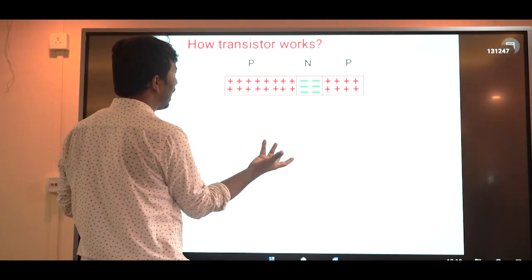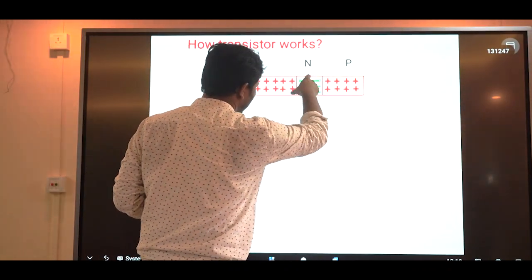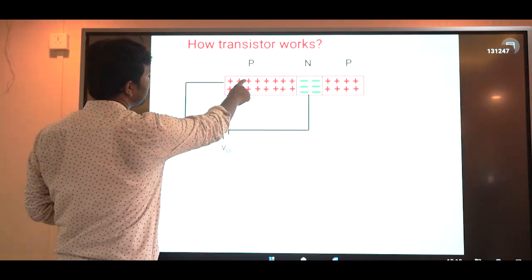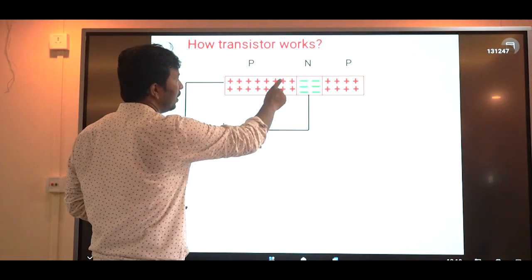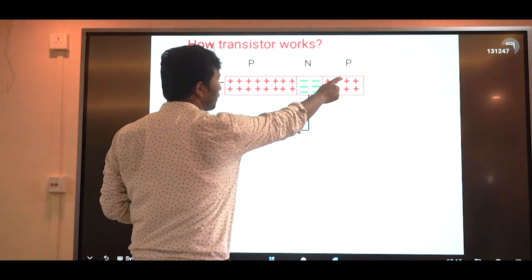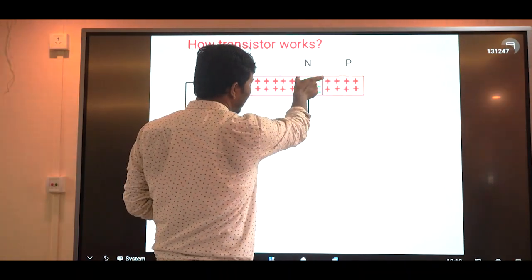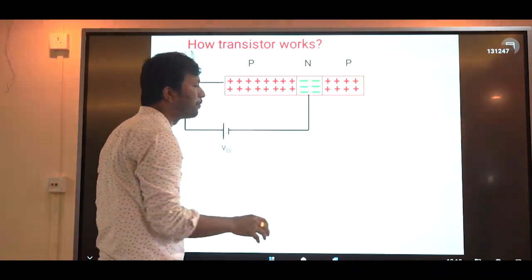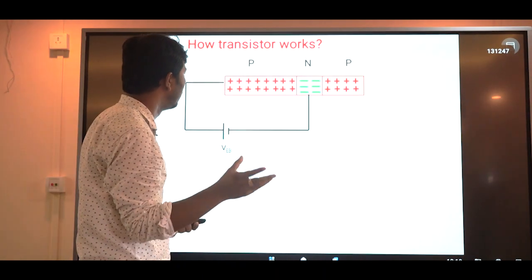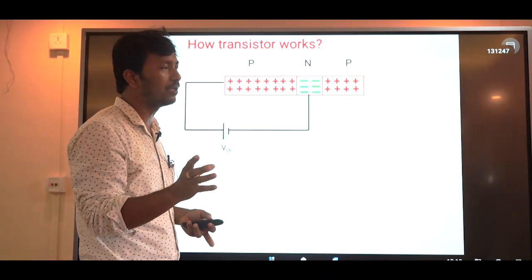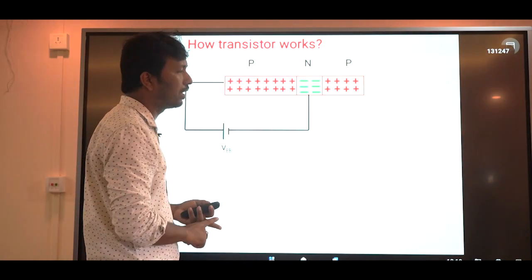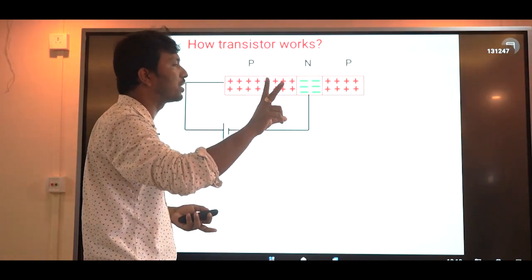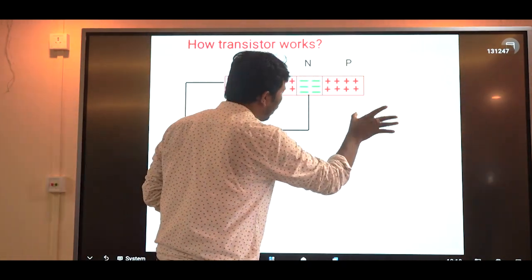To understand the basics, we are using this configuration here. So this piece is heavily doped, it will be the emitter. This piece is lightly doped, it will be the collector. Then we have another piece which is an opposite polarity semiconductor piece. So in a transistor configuration we have two circuits. One is the input circuit, another is the output circuit.